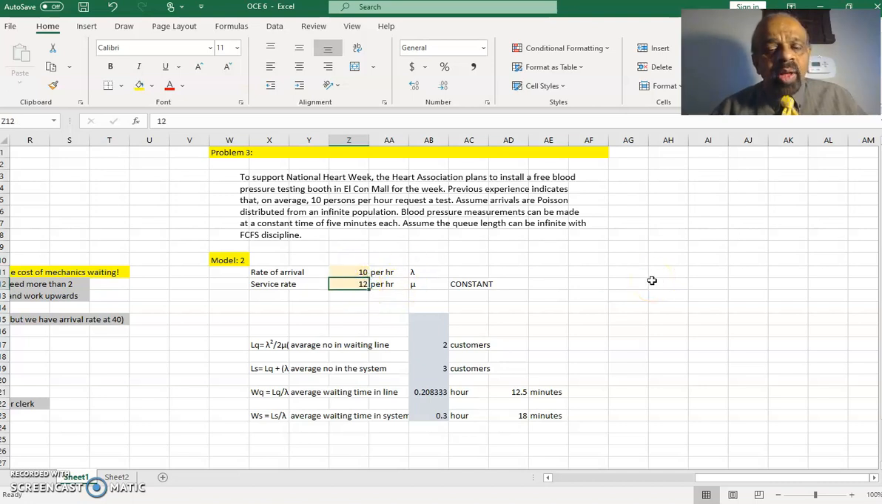How did you get that 12? The 12 is you have 5 minutes as the service time, so 60 divided by 5 is going to be 12. That's how I got the 12.